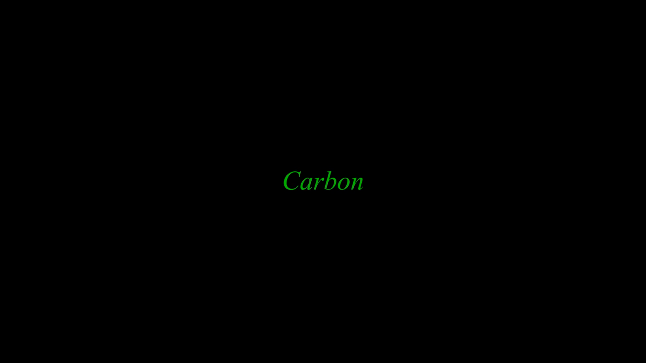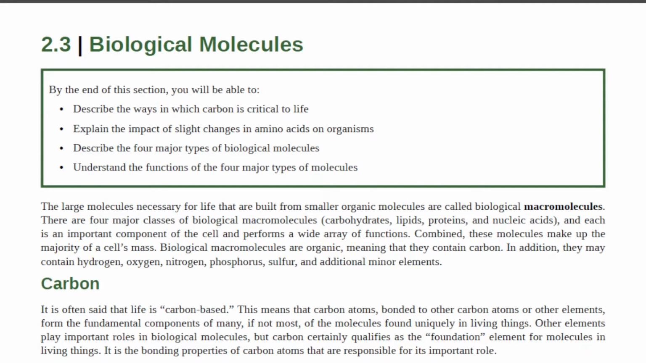Carbon. It is often said that life is carbon-based. This means that carbon atoms, bonded to other carbon atoms or other elements, form the fundamental components of many, if not most, of the molecules found uniquely in living things. Other elements play important roles in biological molecules, but carbon certainly qualifies as the foundation element for molecules in living things. It is the bonding properties of carbon atoms that are responsible for its important role.